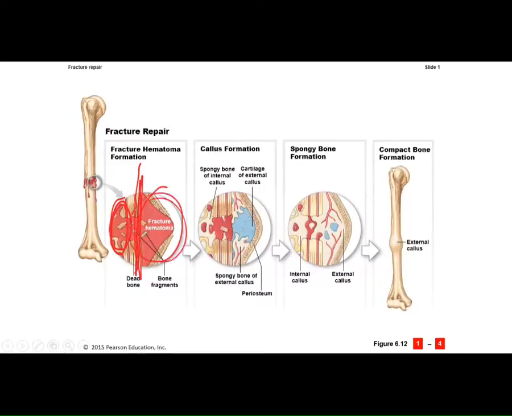There's that big hematoma that's forming. Then we're going to get some cartilage occurring. There's an external and an internal callus that's going to form. And eventually, we're going to have some spongy bone coming in. And eventually, it'll be formed to compact bone. Under an X-ray, you might see that external callus where the fracture was. You might see a little bulge. That's what doctors are looking for.